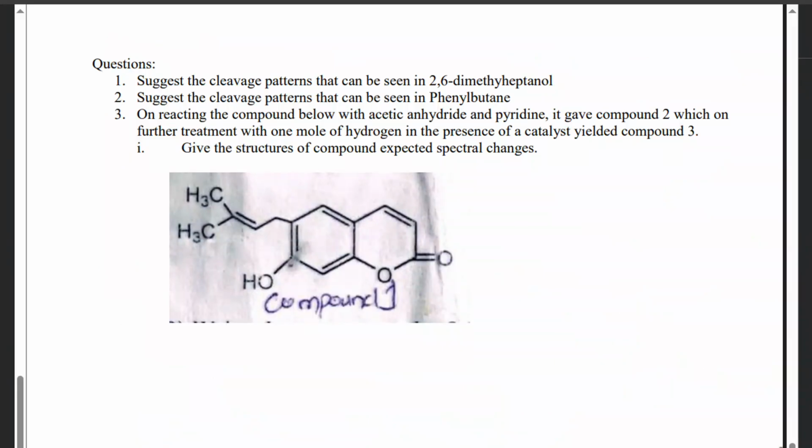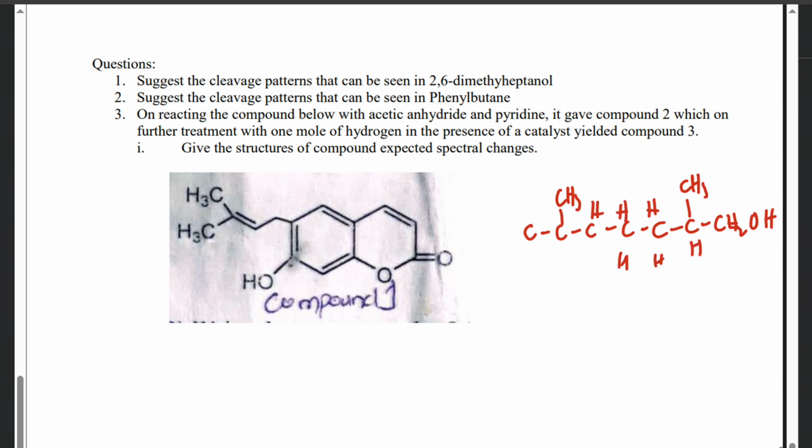Let's look at this question. Suggest the cleavage patterns that can be seen in 2-methyl heptanol. So heptanol is like 1, 2, 3, 4, 5, 6, 7, right? So 2-methyl CH3, 3, 4, 5, 6, so CH3. So dimethyl heptanol. So we have this to be CH2OH, right? This one is hydrogen, hydrogen, hydrogen, hydrogen, hydrogen, hydrogen, hydrogen, hydrogen, and CH3, right?